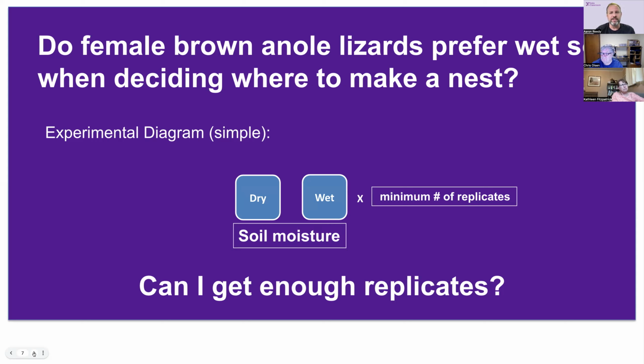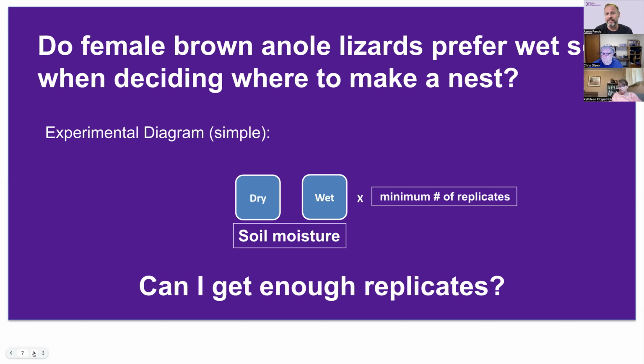And this is always where I think you want your students to start asking themselves, can I get enough replicates for the experiment that I have planned? Unfortunately, there is no magic number of replicates that you should have in an experiment. It is dependent on a lot of factors. It depends on how much your answer varies, and what the kind of variation is.